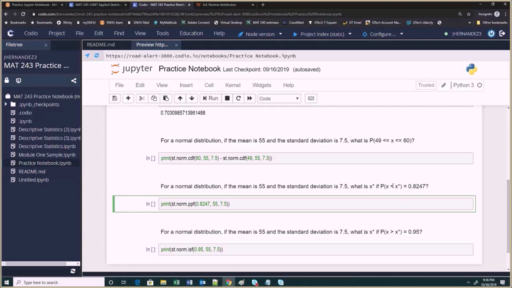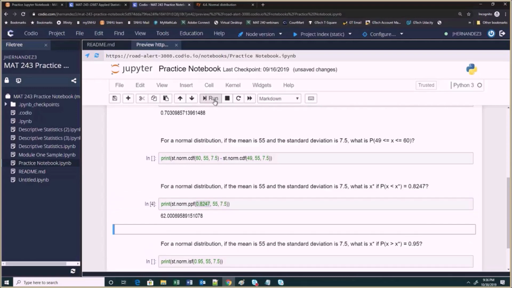Notice that we have a less than sign, and because now we're going to use the probability to get to the critical score, we're going to use a method called PPF. The first input to the method is the probability, the second is 55, which is the mean, and the third is the standard deviation, which is 7.5. Let's run this, and we see that we get 62. So 62 is this critical value, x star.